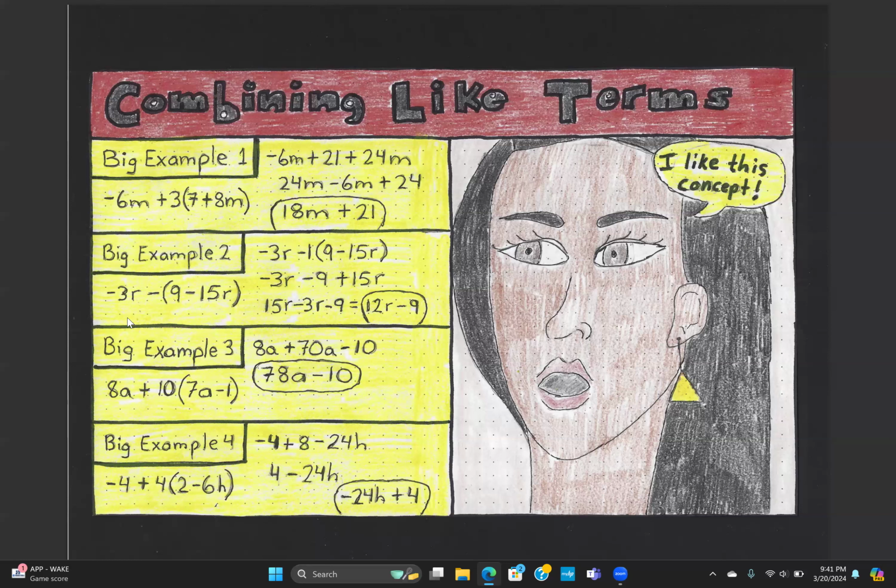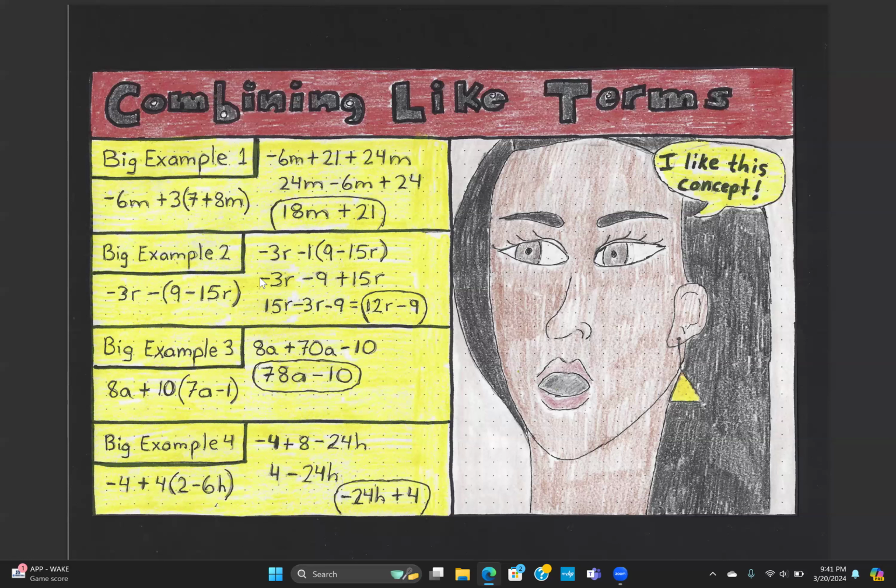Let us move on to big example 2, in which we're going to put a negative 1 right here. So we're going to say negative 3r minus a negative 1 here times the quantity of 9 minus 15r. And here it is right here. So we have a negative 3r, and then we're going to distribute this negative 1 inside the parentheses, and we're going to end up having a negative 9 because a negative 1 times 9 will give us a negative 9, and a negative 1 times a negative 15r is going to give us a positive 15r because a negative times a negative will give us a positive.